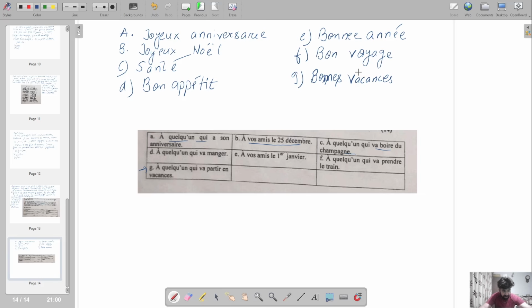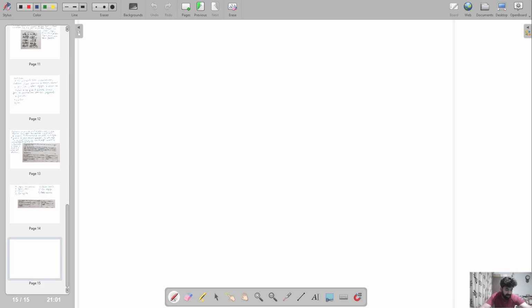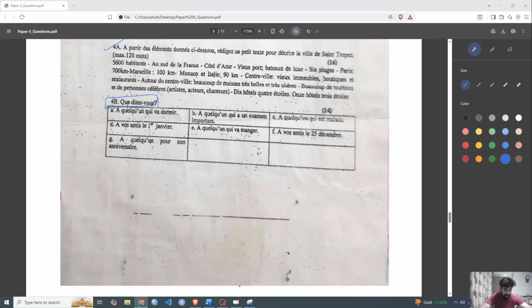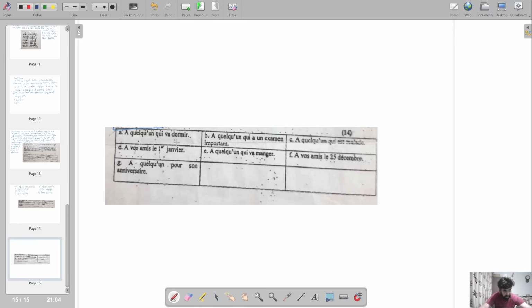And let's quickly see the other one also. Like I mentioned, this has come twice. So let me just get the other one also, and then it would be easier. So what do you call to a person who's going to sleep? So we call it bonne nuit. So I'll just write down bonne nuit. Then what do you call to a person who has an exam? You should tell me this, and I should also tell you. Bonne chance. So next time, for all the best, you just write bonne chance.